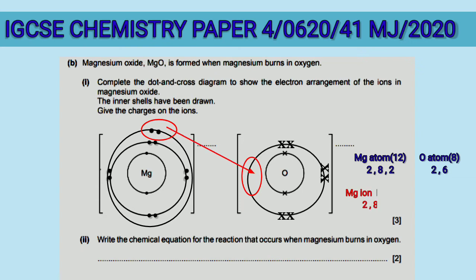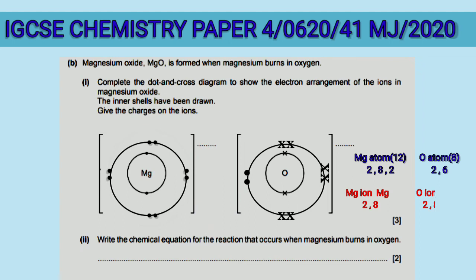Magnesium atom gives away 2 electrons to oxygen atom and becomes magnesium ion with electronic configuration 2,8. That is, Mg2+ ion or cation is formed. And oxygen atom takes 2 electrons from magnesium and becomes oxygen ion or oxygen anion with electronic configuration 2,8.